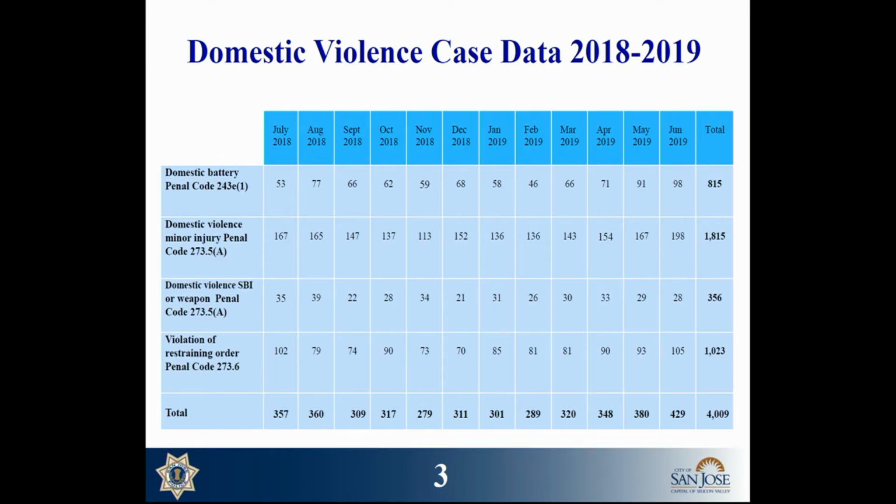The next slide shows what our data is for the fiscal year of 2018-2019. So it has the 4 basic crimes that are categorized as domestic violence, and it has those broken down by month as well. If you look on the bottom right, it's 4,009 is the number of domestic violence related events that came to our unit this past fiscal year. In relation to the prior fiscal year, that number is down by 90. It was 4,099. Now it's 4,009. So a reduction of 90 of those types of cases coming into our unit this past fiscal year.